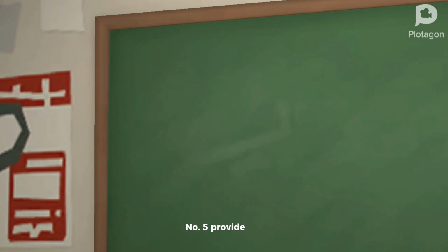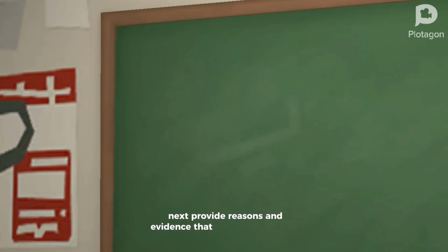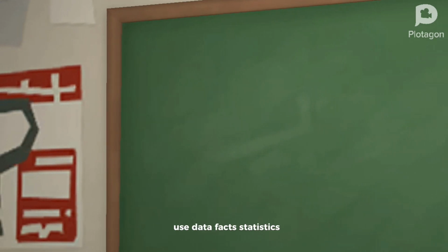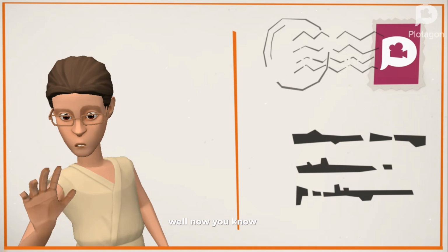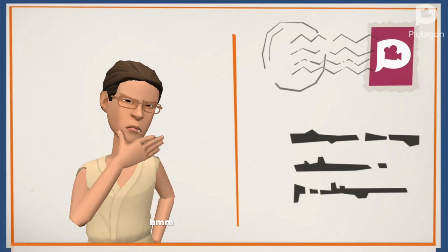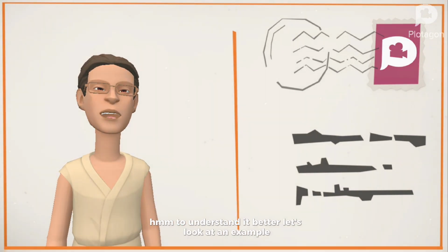Number 5. Provide data. Next, provide reasons and evidence that support your thesis statement. Use data, facts, statistics, quotes, or concrete examples to strengthen your argument. Well, now you know what analytical exposition text is. To understand it better, let's look at an example.